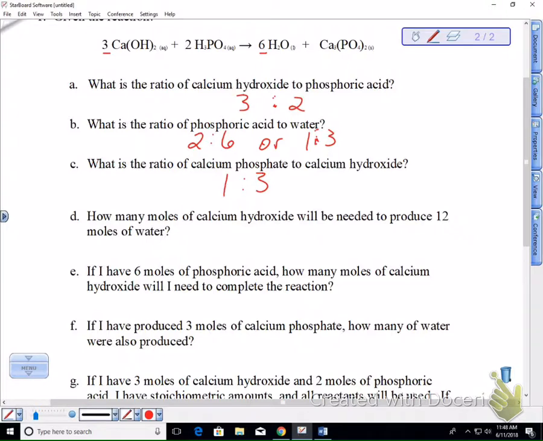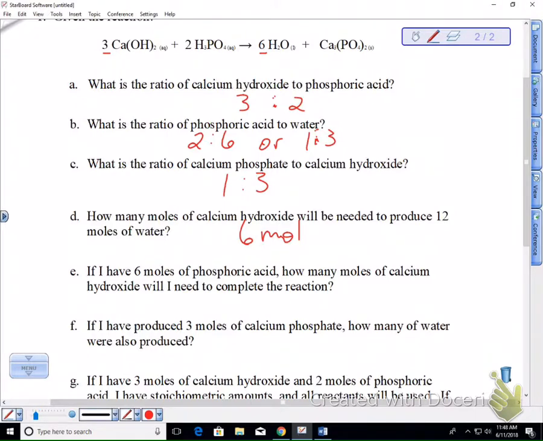So if I'm going to produce 12 waters, I'm going to need half of that, or 6 moles of the calcium hydroxide. That's utilizing, in this case, a 1-to-2 ratio to help you get from 12 to 6.